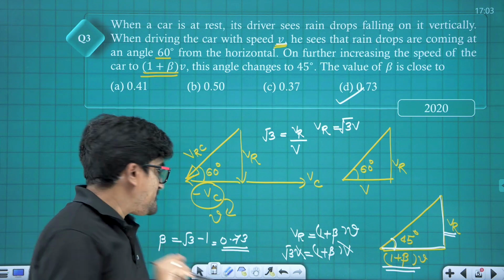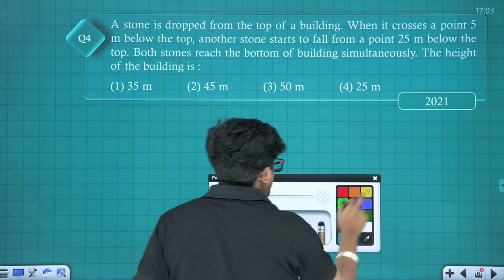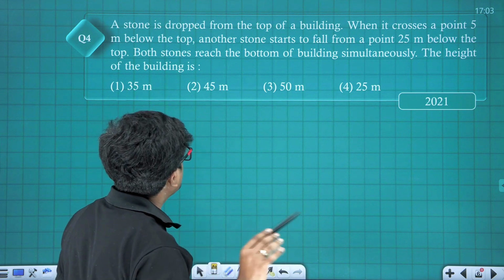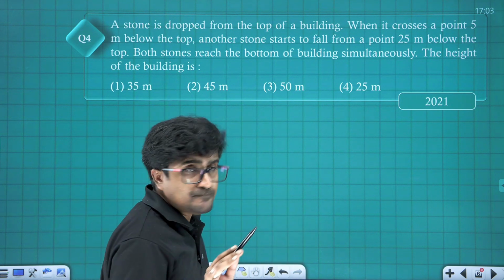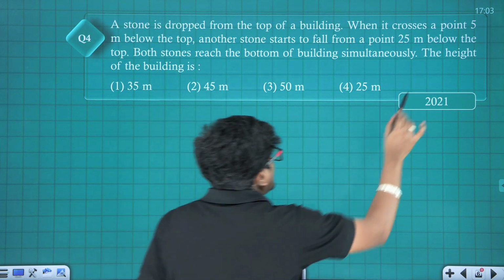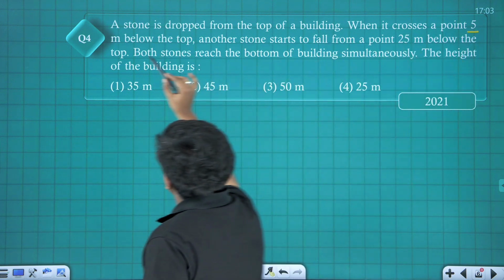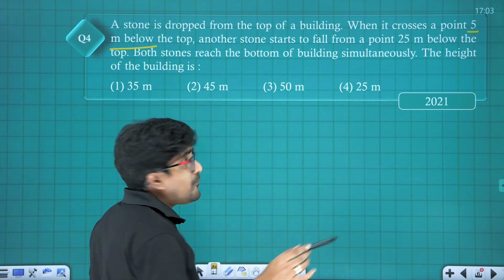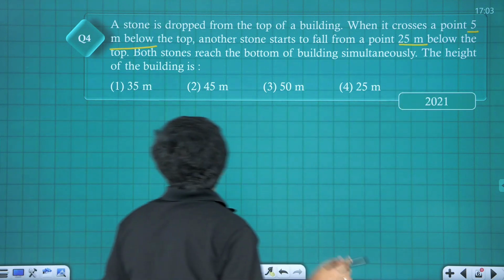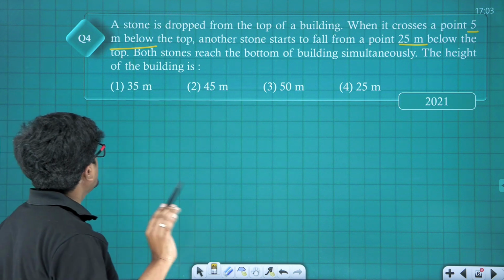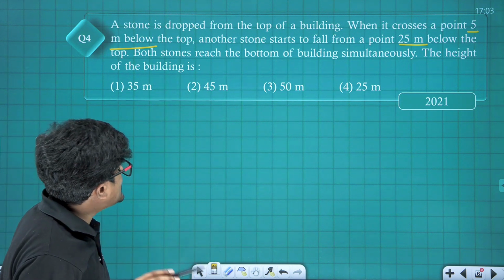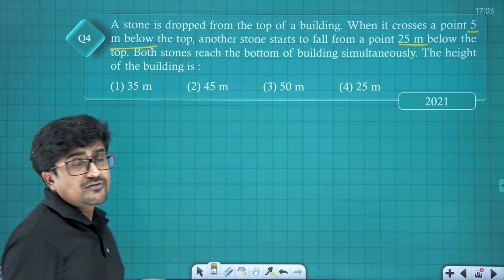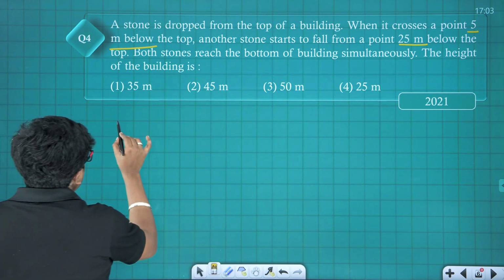Next is question number 4. Here comes question number 4. The question says, a stone is dropped from the top of a building. When it crosses a point 5 meters below the top, another stone starts to fall from a point 25 meters below the top. Now both the stones reach the bottom of the building simultaneously, then the height of the building is. Please try to understand the question.